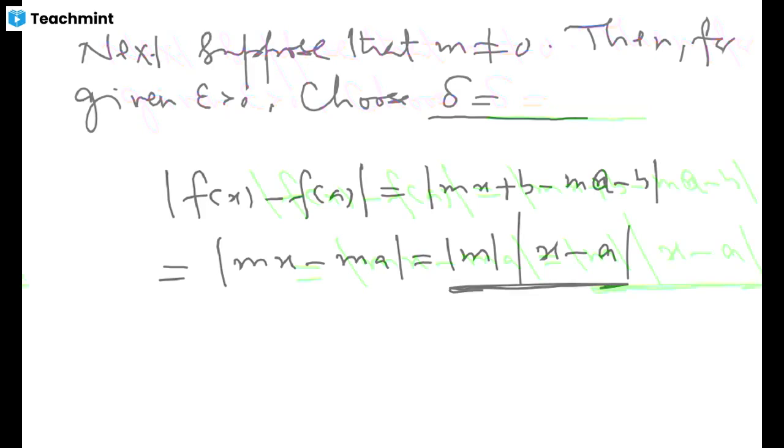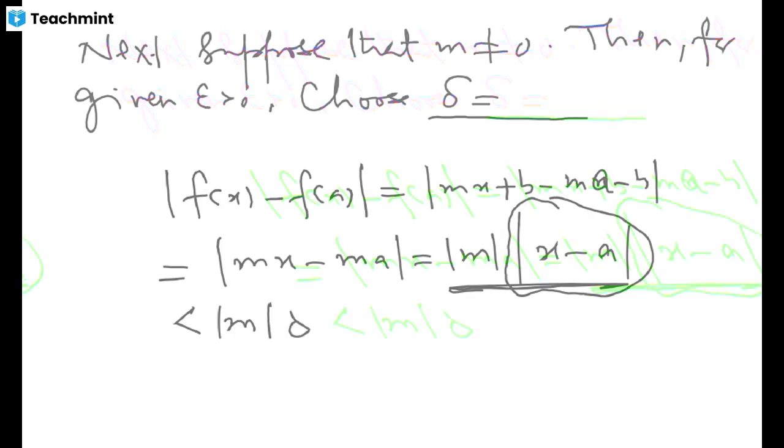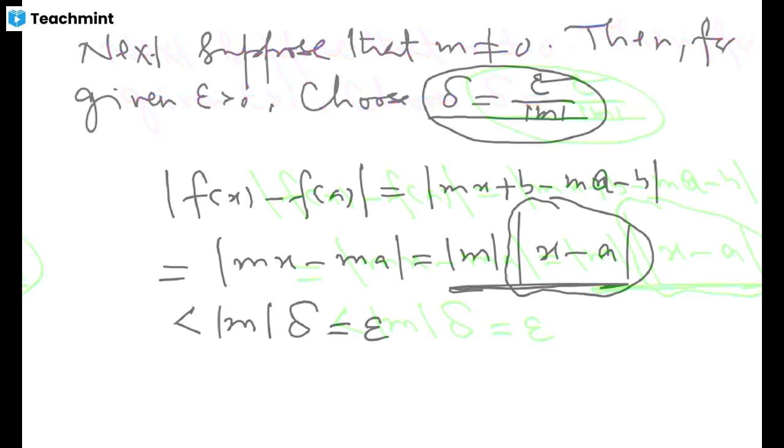And at the same time, we consider the absolute value of x minus a to be less than delta. If it comes out to be less than delta, it will be absolute value of m times delta. And I want it to be epsilon. This is possible if we choose delta to be what? We can choose delta to be epsilon upon absolute value of m. So this is the choice of delta.